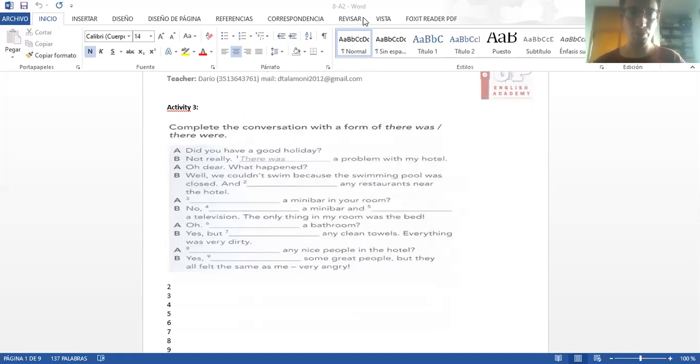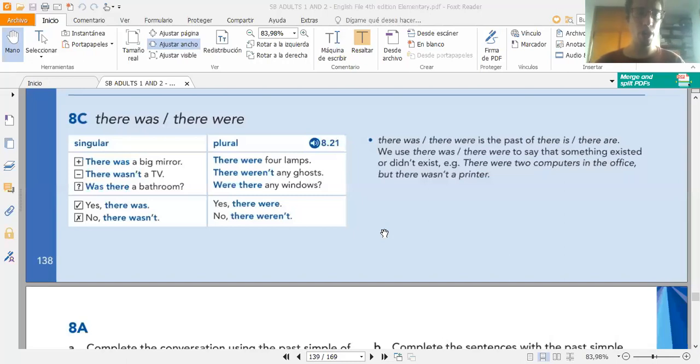Okay, so let me show you how to use there was and there were. You have on screen some examples, right? You can say there was a big mirror when you affirm something, when you state something, it's a positive sentence. There was a big mirror, okay? Or in the plural, there were four lamps, for example.